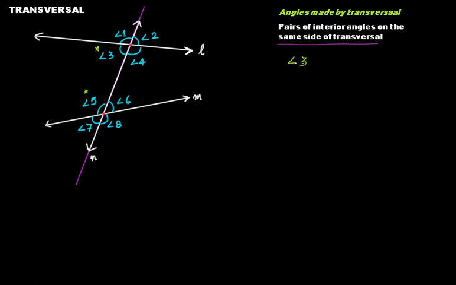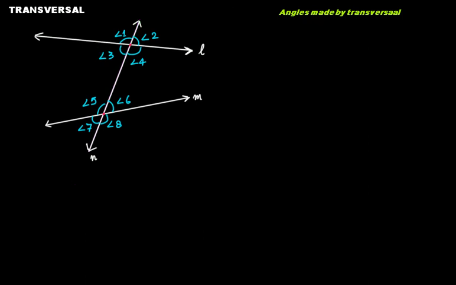So angle 3 and angle 5, and then comes angle 4 and angle 6, pairs of interior angles on the same side of transversal, on the same side, towards the right side. So angle 4 and angle 6. These are pairs of interior angles on the same side of transversal. So this was all about transversal, and in the next video we'll discuss transversal of parallel lines.